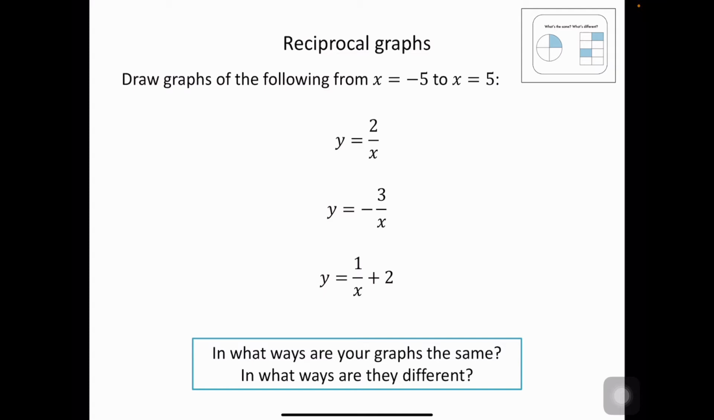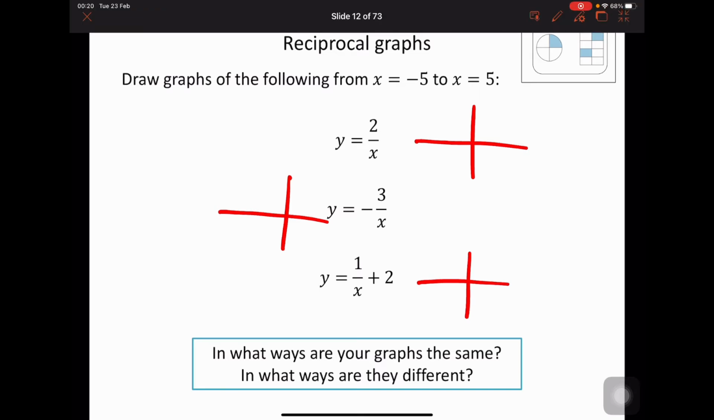Moving on to different reciprocal graphs. If you are really curious, then please plot these on Desmos. I'm just going to sketch them very quickly because I want to focus on transformations today, but feel free to plot these on Desmos if you want to see what they actually look like, or a more accurate representation of them.